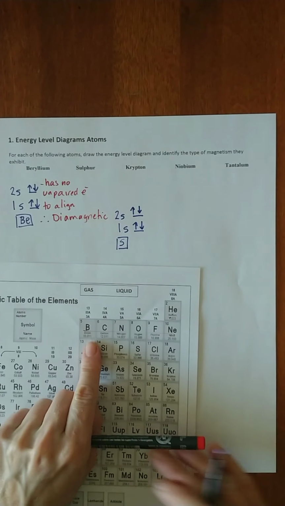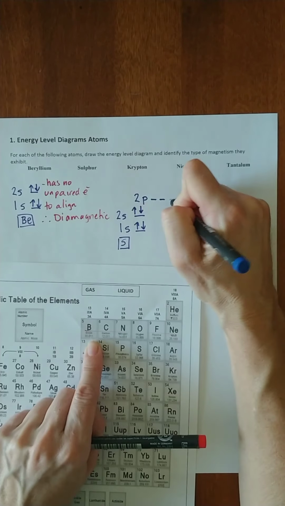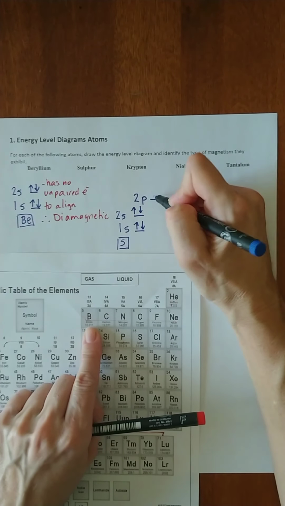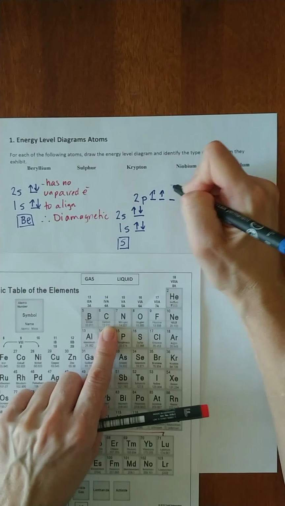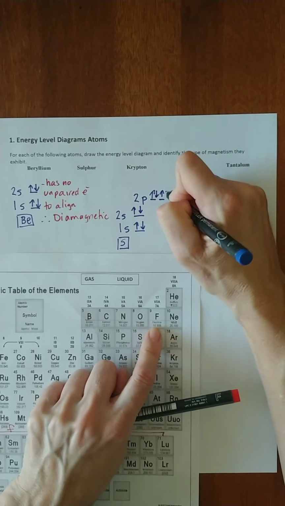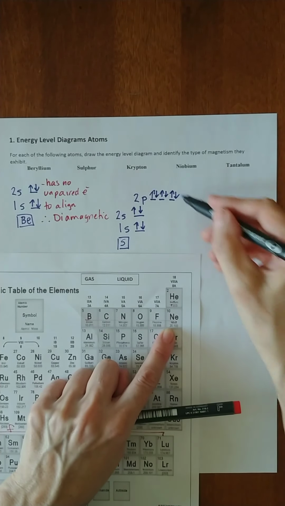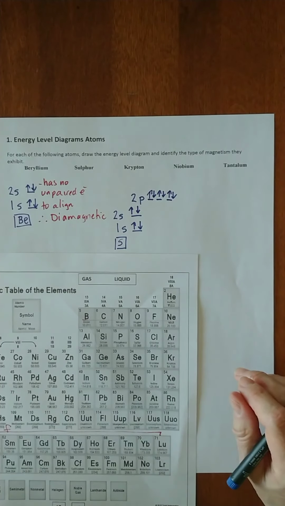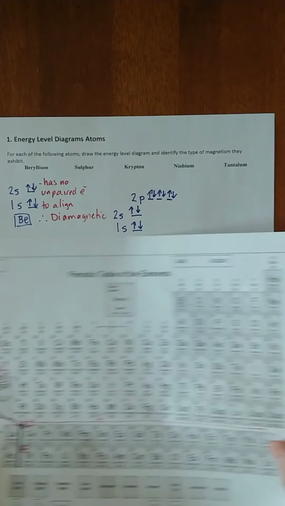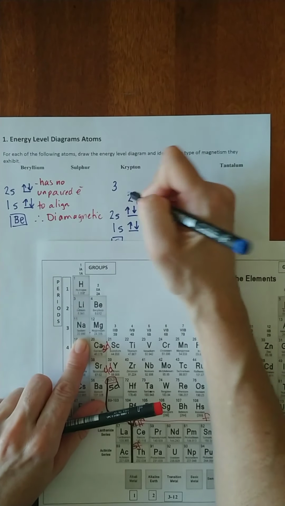Then we go over here to a 2p. We're going to offset this, 1, 2, and we know there's 3 of them because there's 6 electrons max you can put in. So boron, carbon, nitrogen, and then pair up oxygen, fluorine, neon. So that's what neon would look like, and you could see it has no unpaired, so it would be diamagnetic. But we don't want neon, we want sulfur. So now we're going to go down to the next row, which is a 3, period 3 in the S.